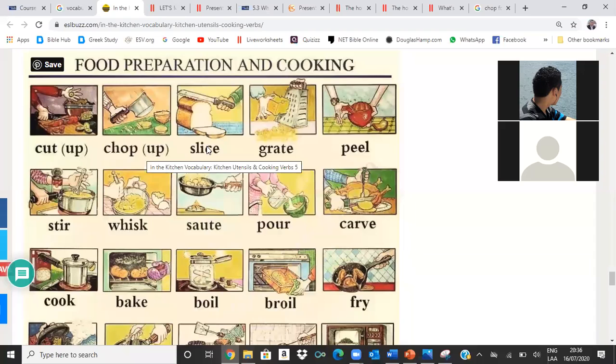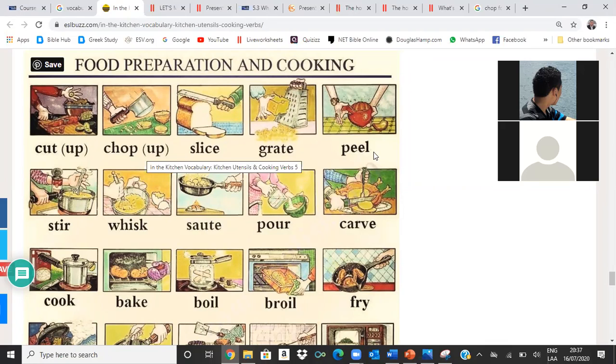Chop. Slice. Slice es casi como cortar, solamente que es como más fino, right? Slice. En rebanada. O cuando viene el pavo, Thanksgiving, right? Y lo ponemos ya listo para cortar, entonces we say slice. Okay? Very good. Great. ¿Qué quiere decir grate? Rayar. Raspar, rayar. Very good.